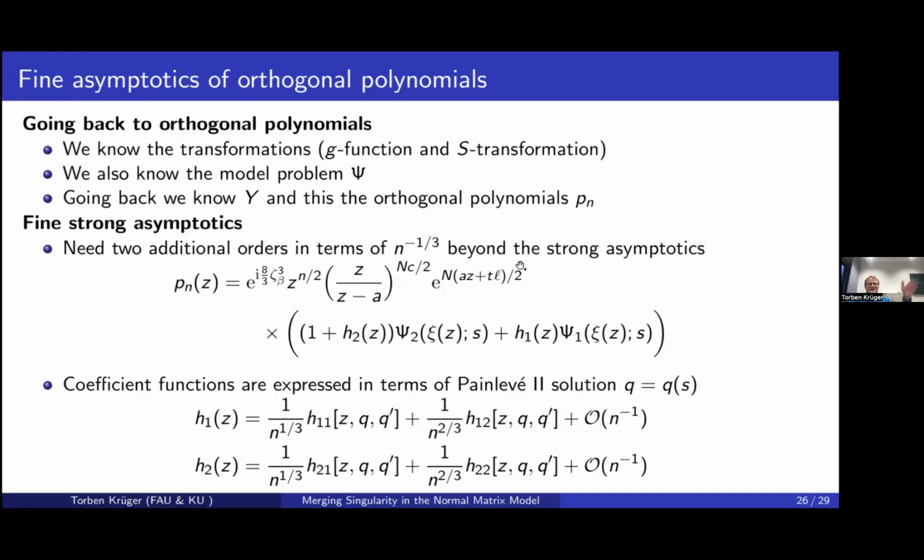And once you've understood this p to this degree, then you can plug everything into the Christoffel-Darboux formula, and you can basically compute the kernel.